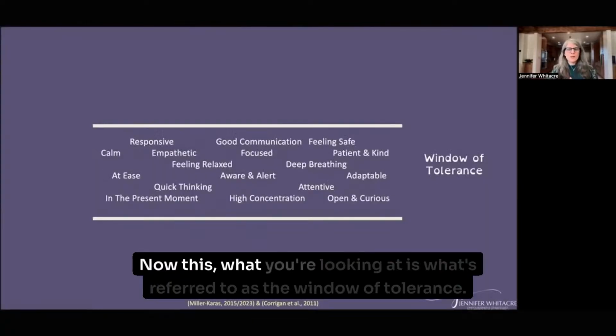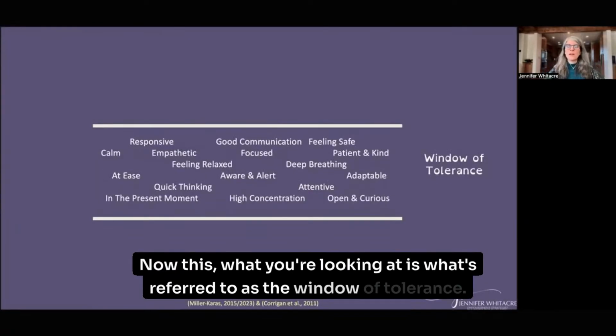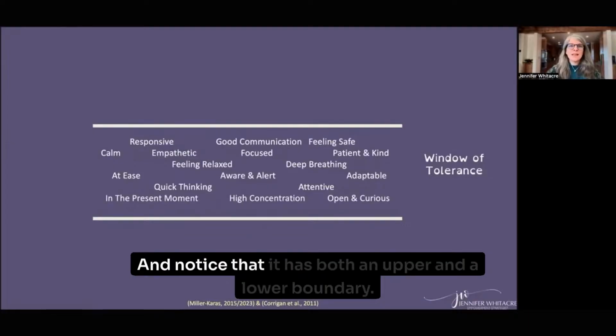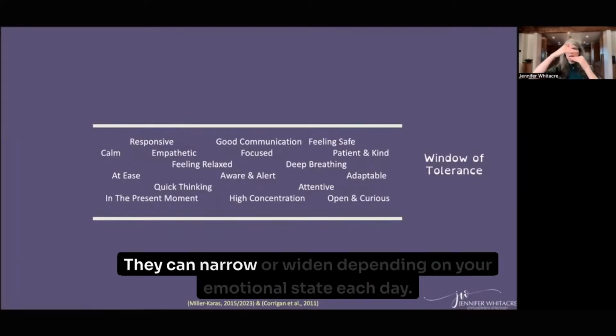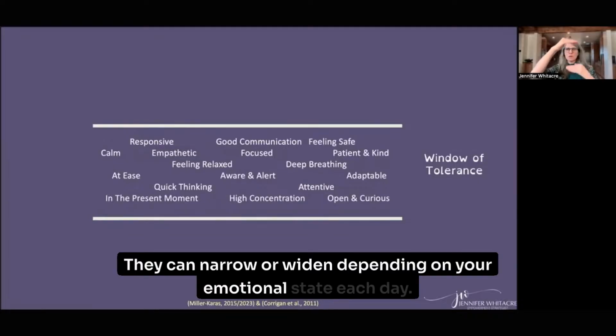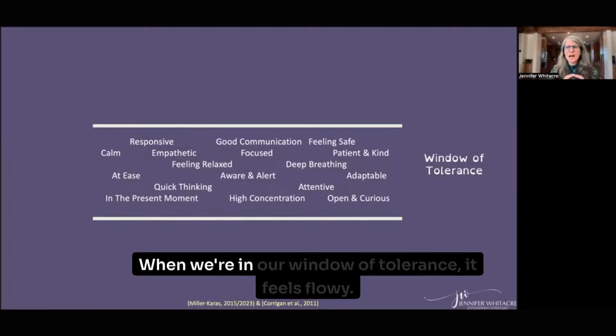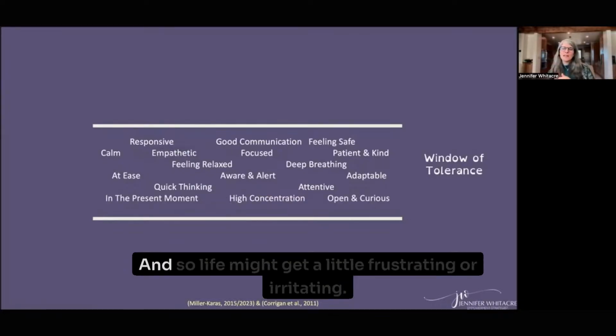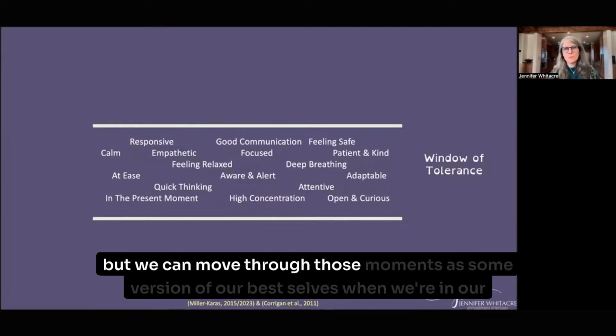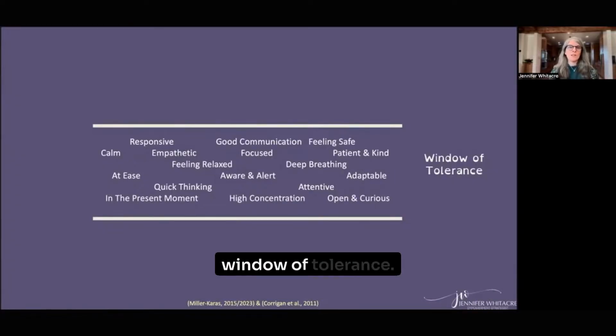Now, what you're looking at is what's referred to as the window of tolerance. And notice that it has both an upper and a lower boundary. Those boundaries are a little bit like the paper tray in your printer. They can narrow or widen depending on your emotional state each day. When we're in our window of tolerance, it feels flowy. We can be some version of our best selves, meeting life's ups and downs. And so life might get a little frustrating or irritating, but we can move through those moments as some version of our best selves when we're in our window of tolerance.